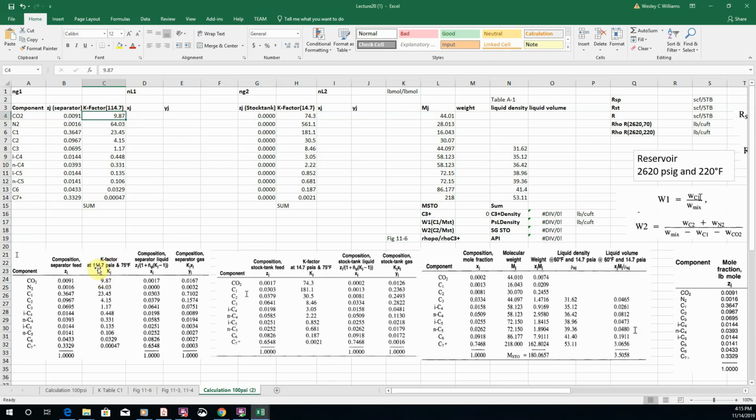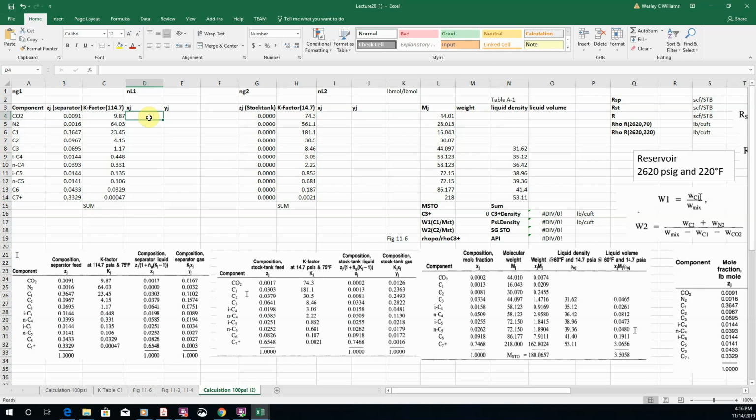at 114.7 psi. So the separator is at 100 psi. We've got to add the 14.7 for atmospheric, 75 F. And here are those values. So this was given in the example problem in the book. So I've gone ahead and entered those in.